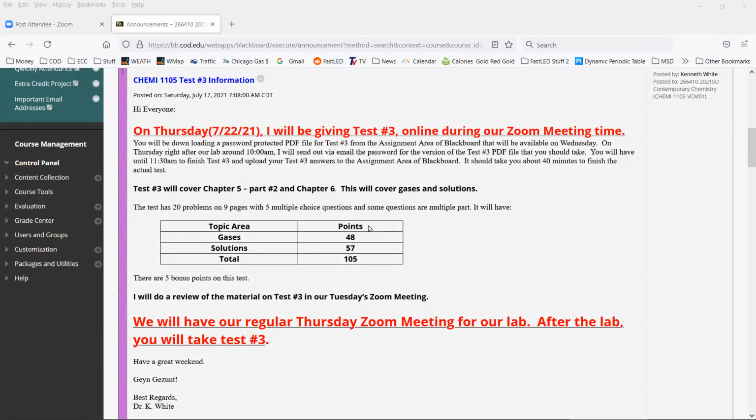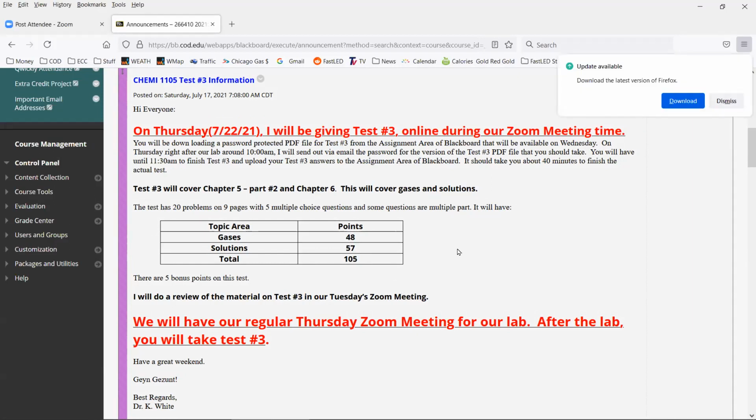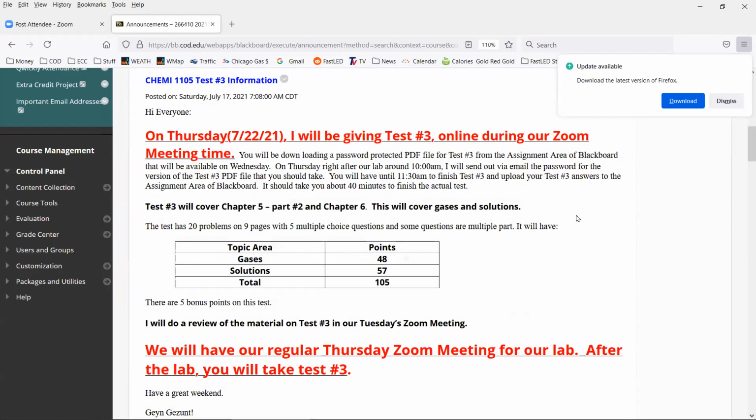The test has 20 problems, 9 pages, and I have 5 multiple choice questions. Some of the questions are multiple part, like part A, B, and C. Points breakdown: 48 points gases, 57 solutions, and it adds up to 105, so there are 5 bonus points. Tomorrow, I will do a review for test number 3. We'll have our regular meeting on Thursday for the lab, and after the lab, you'll take test number 3.